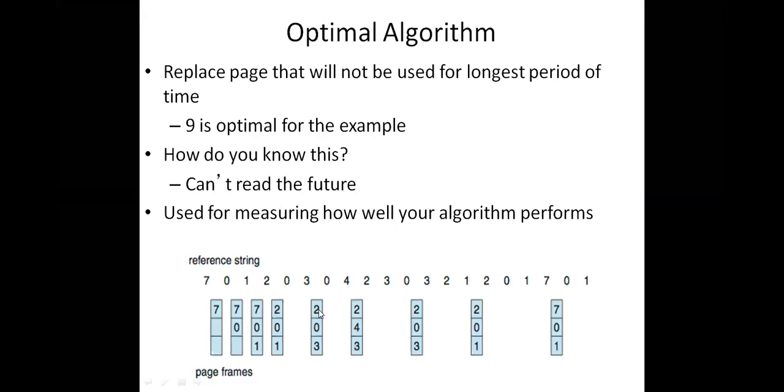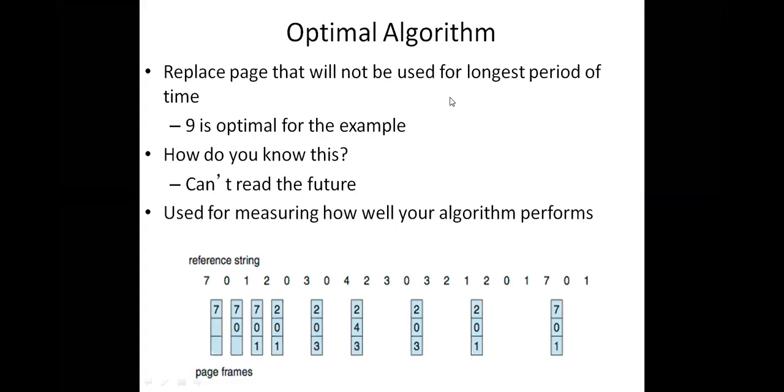You require the fourth page, but there is no free frame. Pages 2, 0, and 3 are in the main memory. You require the fourth page now. So which one do you need to take out according to the optimal page replacement algorithm?